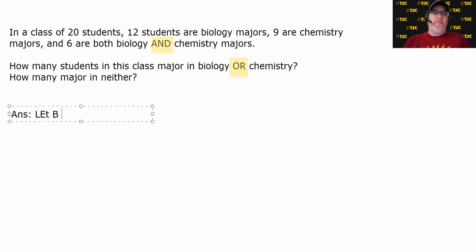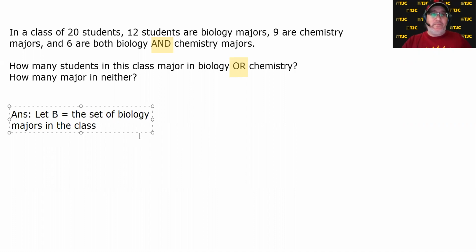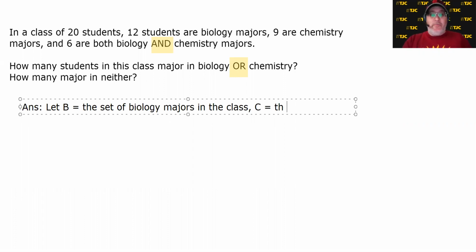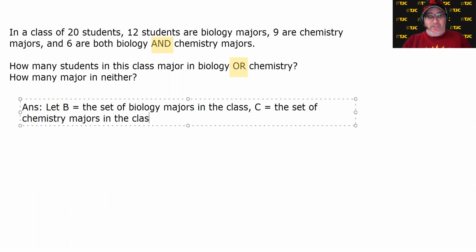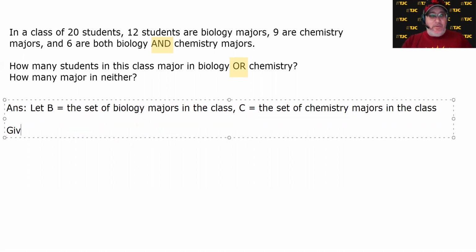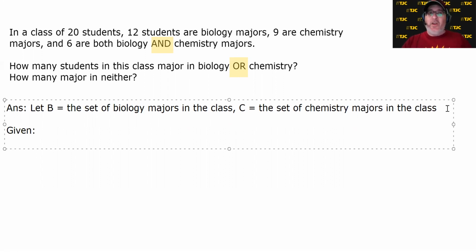So to answer this, let's organize our information for a moment. Let capital B be the set of biology majors in the class, and capital C for chemistry be the set of chemistry majors in the class. All right, now let's write down what we're given. We're told that there are 20 students in the class, but not quite sure how to represent that in terms of biology majors and chemistry majors. But we are told there are 12 biology majors. So we're told that the cardinality of set B is 12.